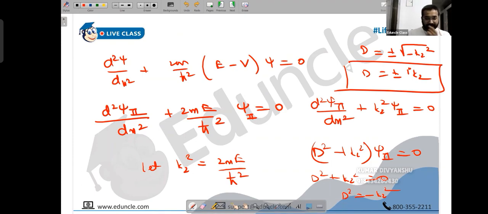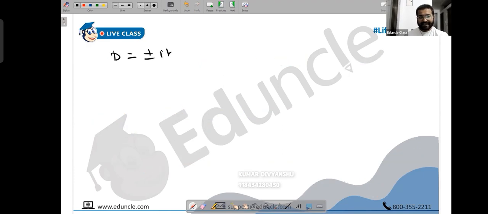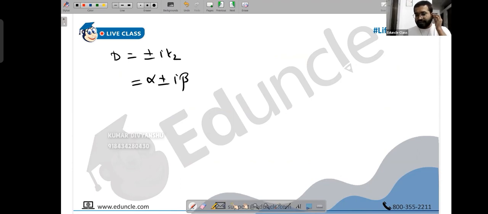Done, okay? Let me finish writing. So d is plus or minus ik2, so I can write alpha plus or minus i beta. Now the question is which formula to use. Should we use the e raised to ik1 formula, or alpha like cos and sine? This is a symmetric one now. If you have symmetric, go with cos and sine. If it was unsymmetric, we could have used something else. This is symmetric, so let's go with cos and sine immediately.